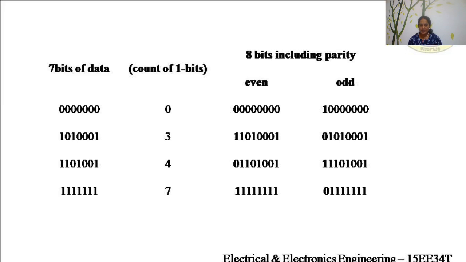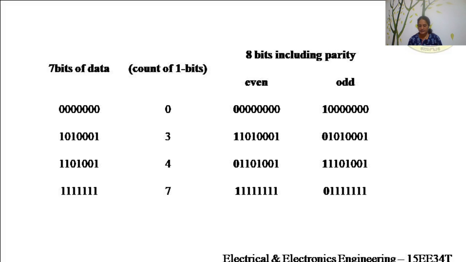For odd parity, since the number of ones is 4, the parity bit becomes 1 and the 8-bit data becomes 1, 1, 1, 0, 1, 0, 0, 1.